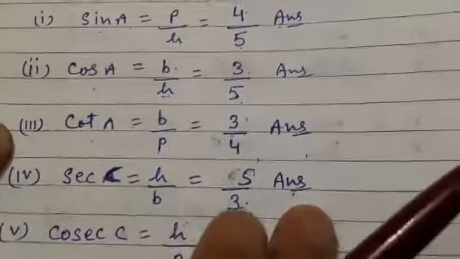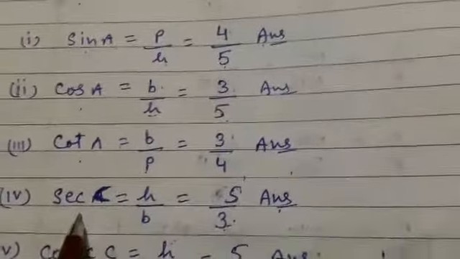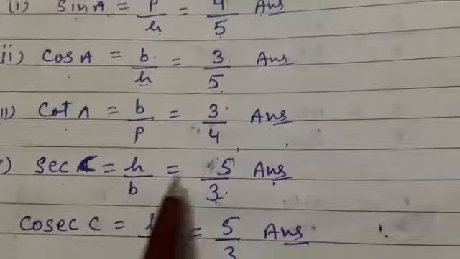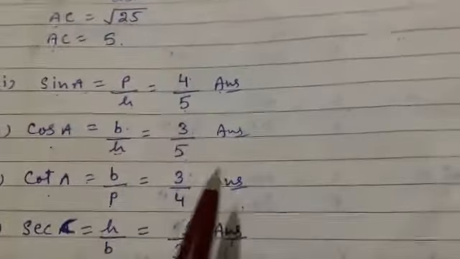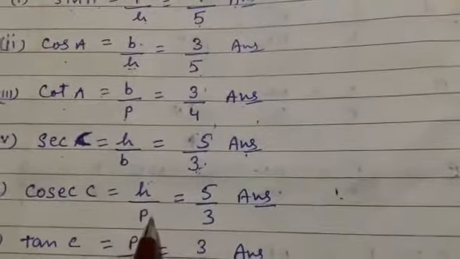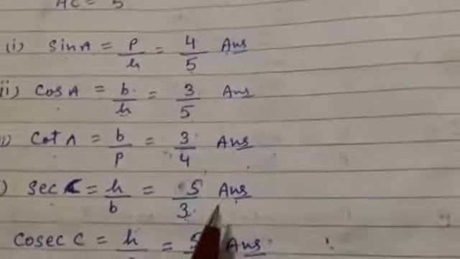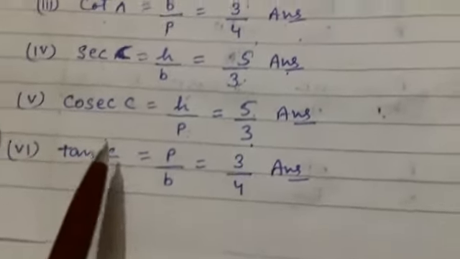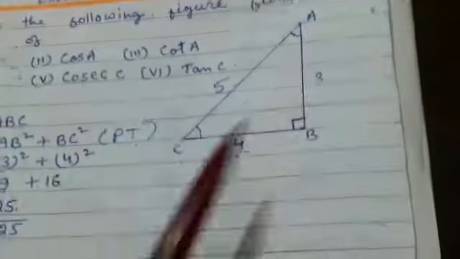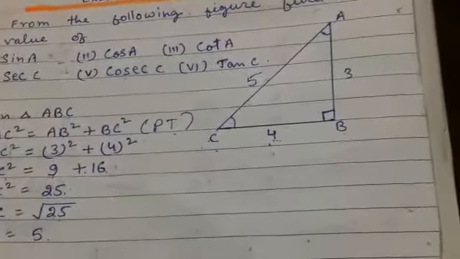Cot A. Cot A is equal to B by P. So what is B? 3 by 4. This is our answer. Sec C. Sec C means H by B. That is equal to 5 by 3. This will be our answer. Cosec C. Cosec C means H by P. Hypotenuse upon perpendicular. That is equal to 5 by 3. This is the value of cosec C. Tan C, P by B. So what is P? This is 3 by 4. 3 by 4, this will be our answer.